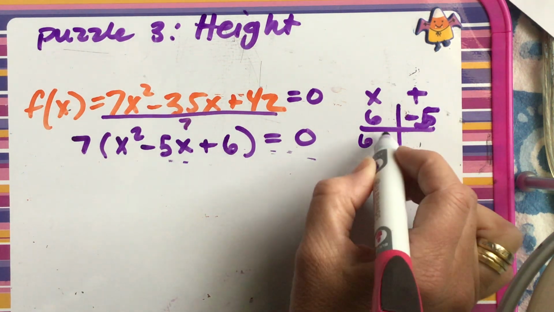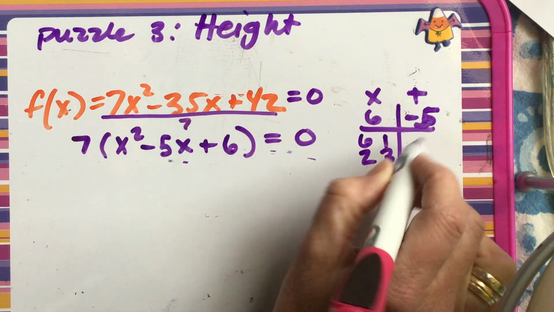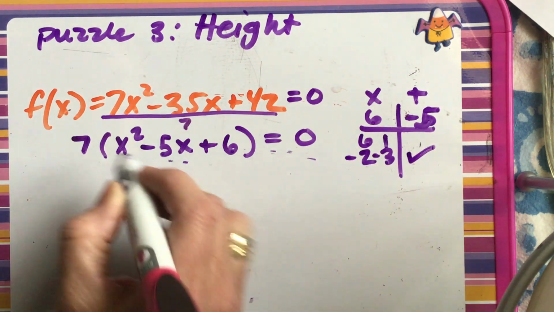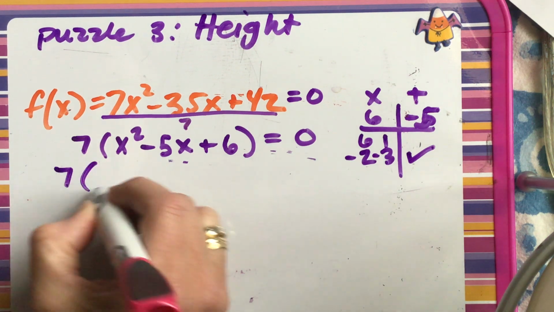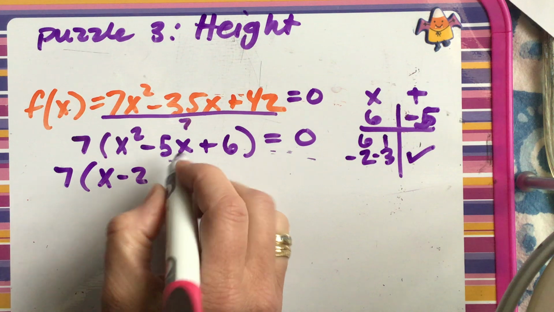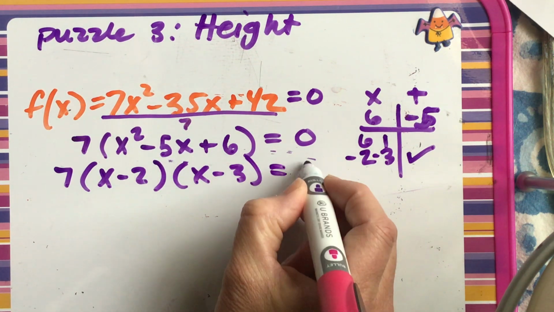If they're both the same sign, so I'm going to try the 2 and 3. 2 times 3 is 6, and they're going to be negative. So when I combine negative 2 and negative 3, I end up with negative 5. Okay, so I'm going to rewrite this 7, and then I have my template. So I have my two factors now. X minus 2 times x minus 3 equals 0.